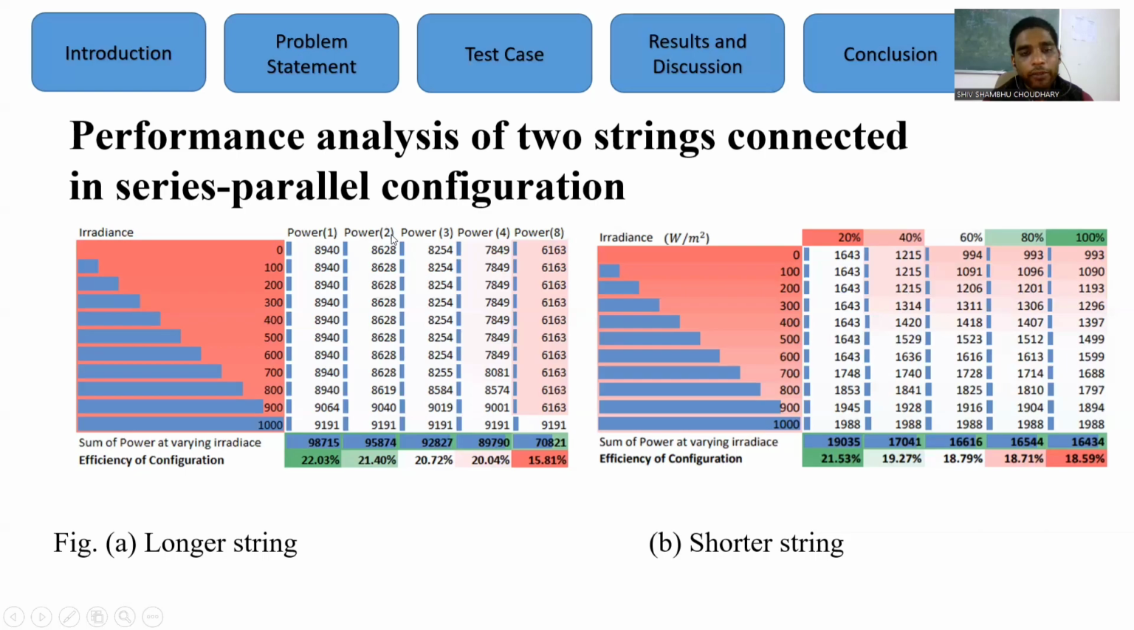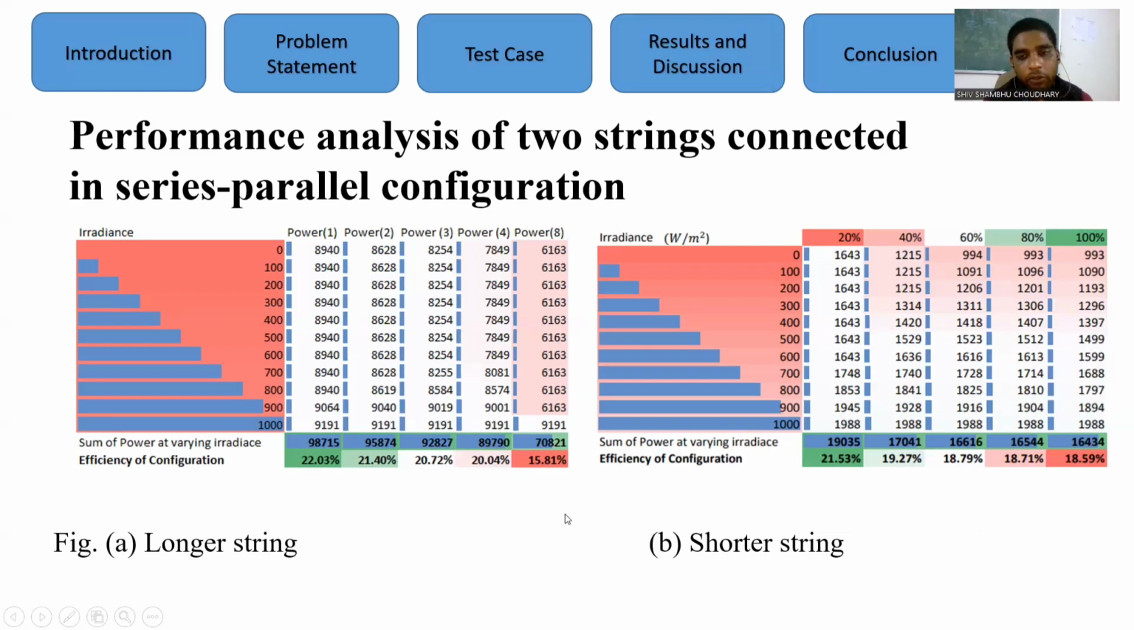When the two modules are under the effect of shading, the power is decreasing and it becomes constant at a value 8628 watts. Similarly, it is observed for three modules under the effect of shading and the power becomes constant at 8254 watts. For four modules, the value becomes 7849 watts, and for eight modules, the power settles down to 6163 watts. And the efficiency of the system decreases from 22.03% to 15.81% when eight modules are under the effect of shading. This is coming closer to the value that is claimed in the dataset by the Kyocera KC200 GT module.